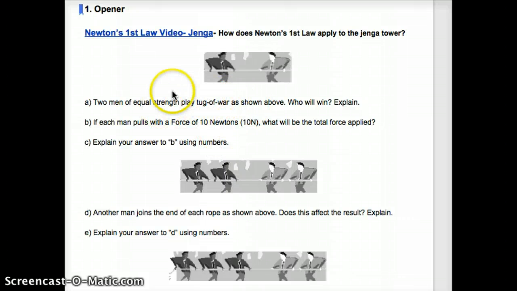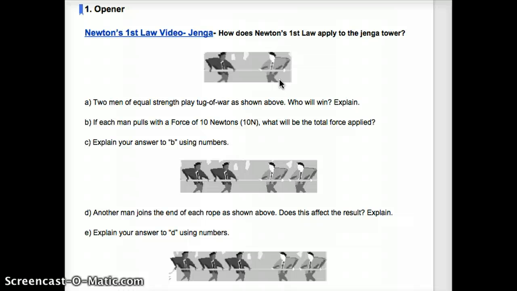Okay, so we should see that if they're both pulling with the same strength in opposite directions, the force will balance out. If this gentleman's pulling with 10 newtons to the left, we'll consider that positive. When we add that to this guy's force to the right, we'll consider that negative. 10 plus negative 10 is 0. That means the net force on the rope is 0 newtons. That's what we call balanced forces.